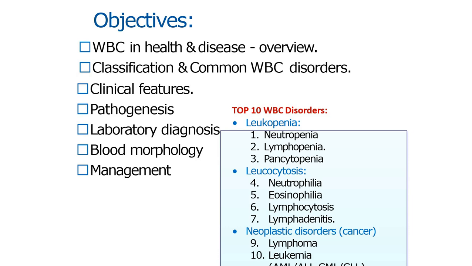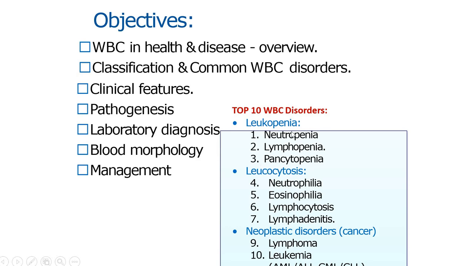So the top 10 WBC disorders which will be discussed in the subsequent slides are: first is the leukopenia. Whenever the suffix penia comes, it means the counts are decreased. Under the leukopenia we have neutropenia, lymphopenia, and pancytopenia.